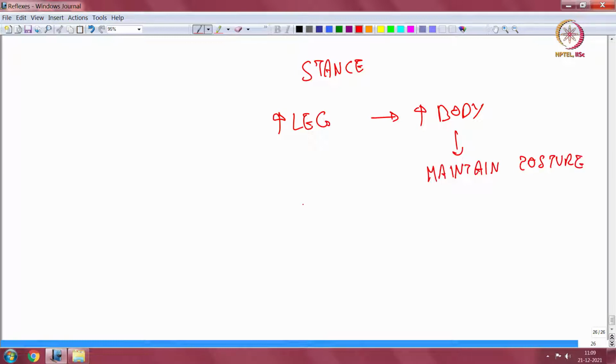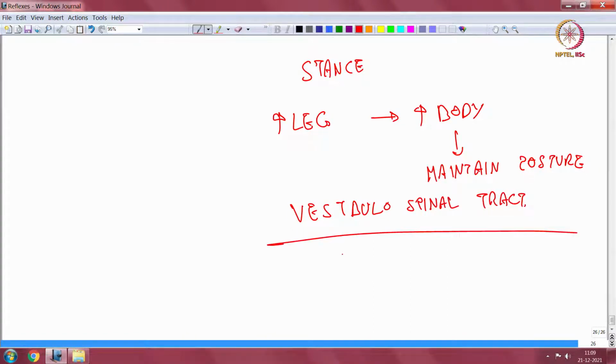Similar things happen in the head. I think that I will discuss these vestibular reflexes in some later classes. You remember that there is a vestibulospinal tract. What the vestibulospinal tract does is that any change in head position results in a change in tone of the limbs. This results in posture.